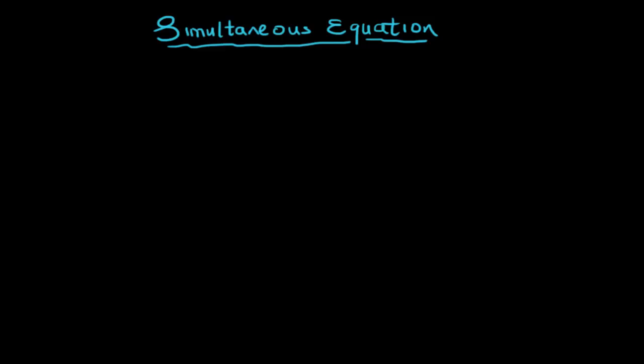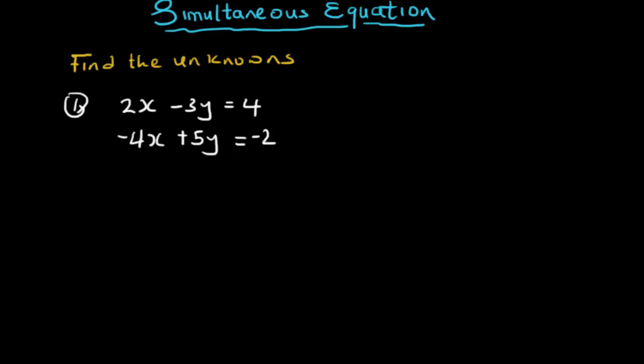So in the last video, we've been solving simultaneous equations using the substitution method. In this last video on that topic, we are going to take it a step higher. I think the best way to explain it, as always, is to take an example. Find the unknowns: 2x minus 3y equals 4, and minus 4x plus 5y equals minus 2.